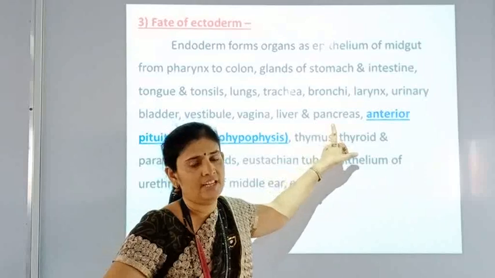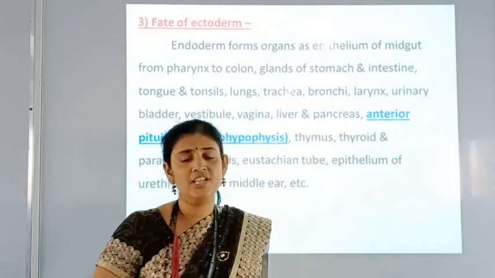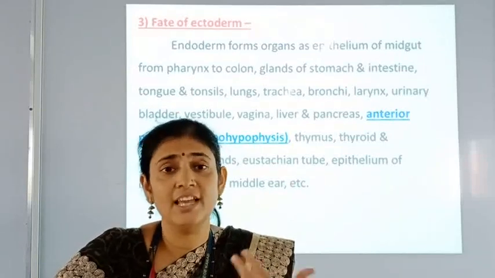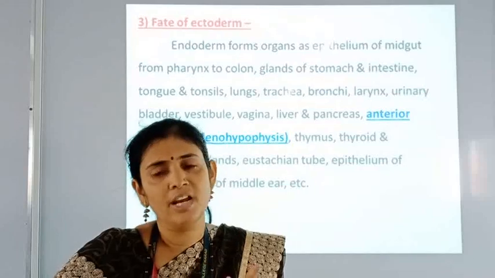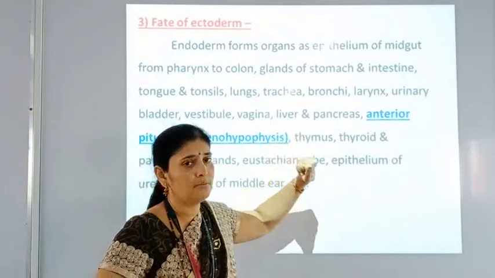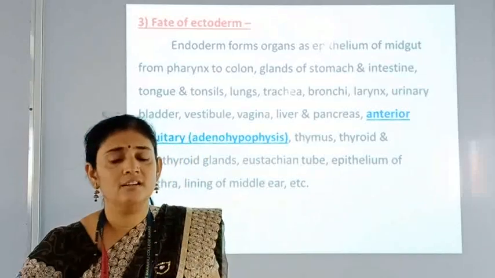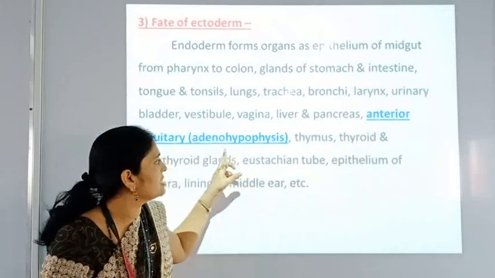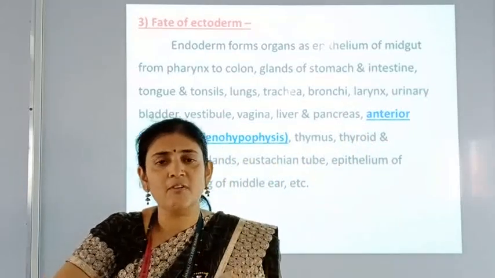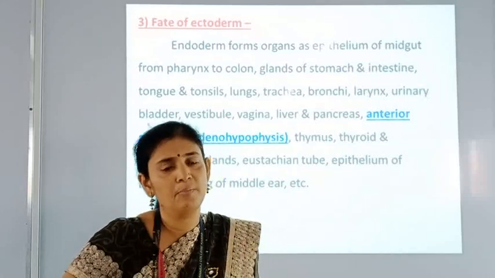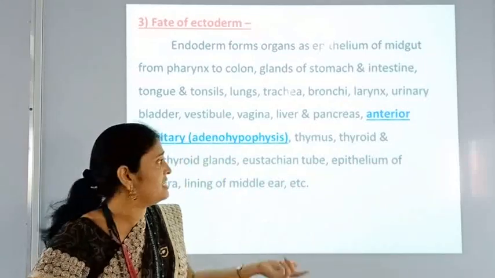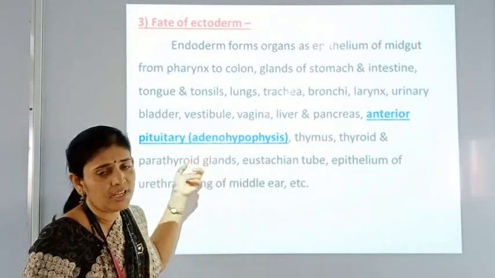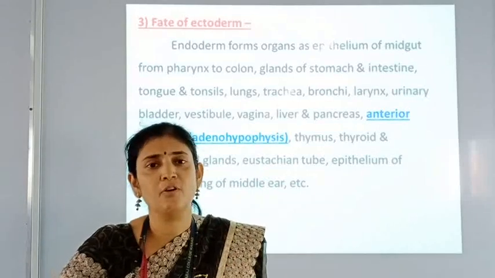Then the liver and pancreas, these are the additional juice secreting glands, associated digestive glands, we can call them. These liver and pancreas are derived from this endoderm. And from the pituitary gland, the anterior lobe, which is called the adenohypophysis, is derived from this endoderm, that we have to remember. And different endocrine glands like the thymus gland, thyroid gland, parathyroid gland, these three endocrine glands are derived from this endoderm layer.